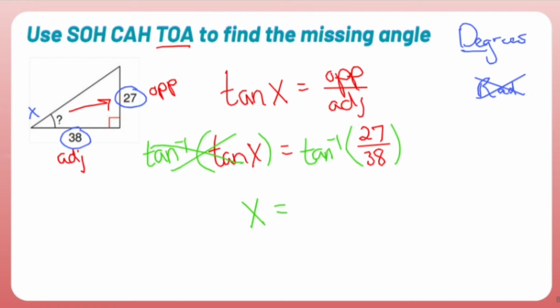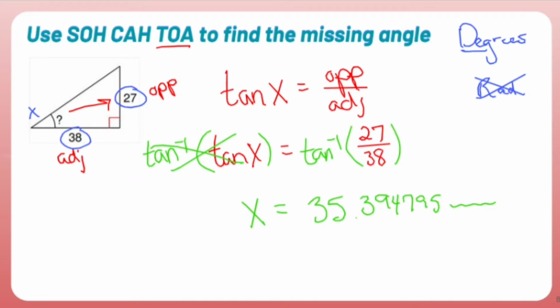I am running to my graphing calculator right now. And if you're using Desmos, you hit functions. If you're using a graphing calculator, you probably have to hit second tangent, and then the little tangent inverse pops up. And then you type out 27 over 38. And according to the Desmos that I'm using, I get 35.9347795, and so on.